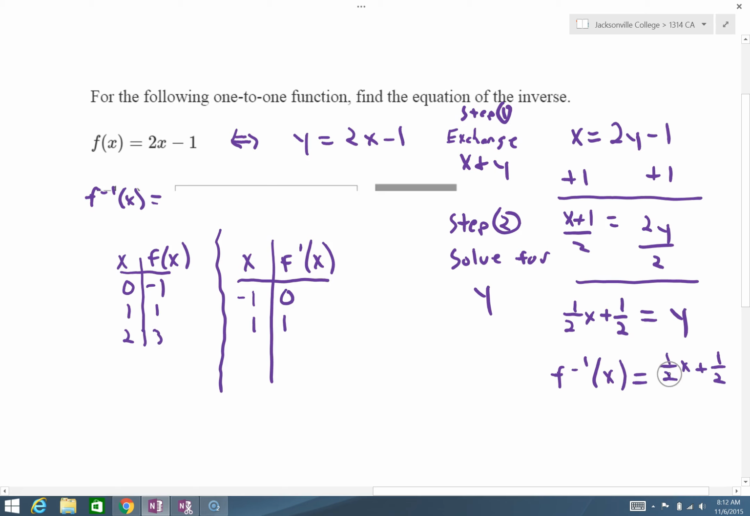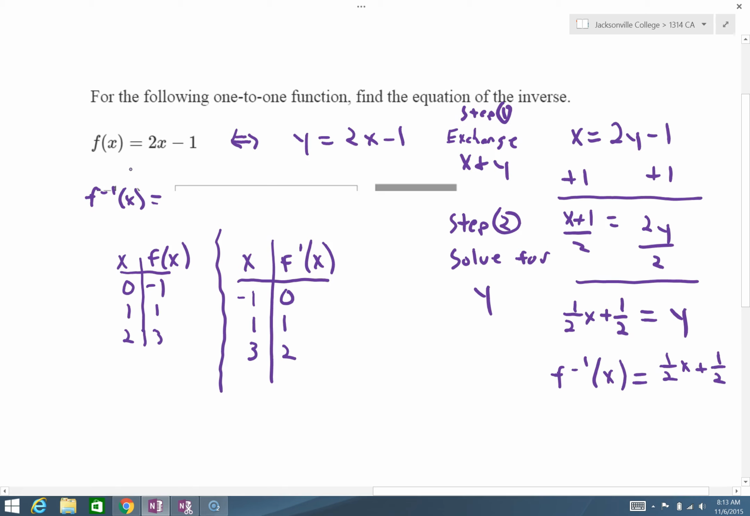1/2 times 3 is 3 halves. 3 halves plus 1/2 is 4 halves, which is 2. When x is 3, f inverse is 2. Here 2 pairs with 3, here 3 pairs with 2. So you can see that effectively this function reverses the coordinates of this function.